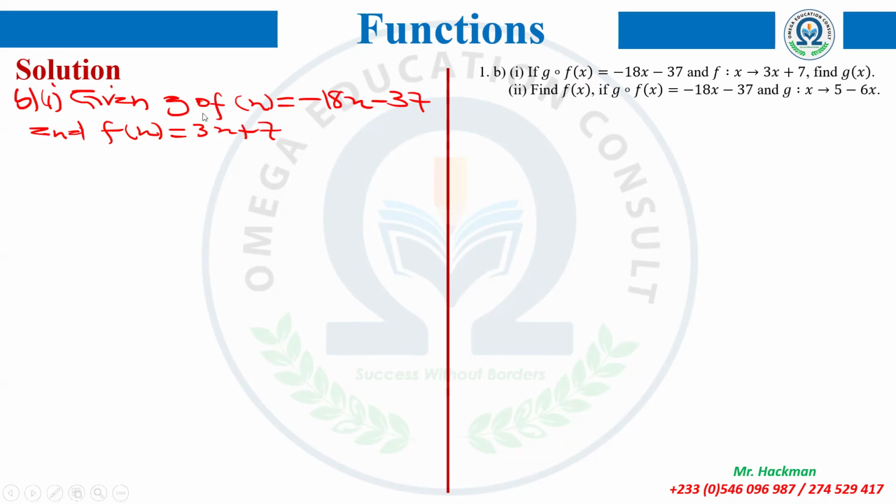Look at the composite function. What is your outer function here? The outer is g, and your inner function is f. So it is the outer function that you are asked to find. You've been given the inner function. And remember we said, if you are looking for the outer function, you use the inverse approach. Feed your composite function with the inverse of the inner function, and that will give you your outer function. Is that clear?